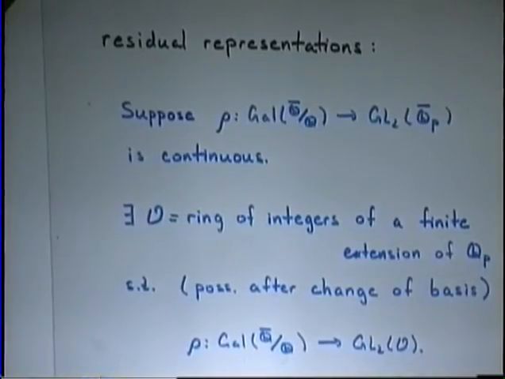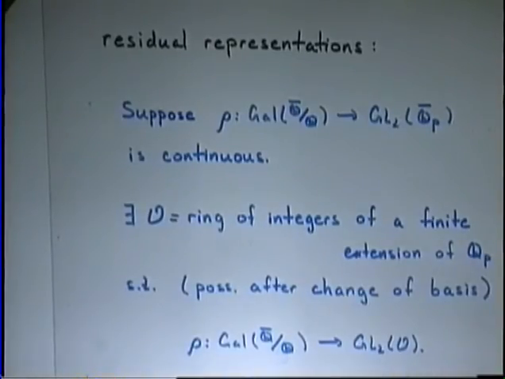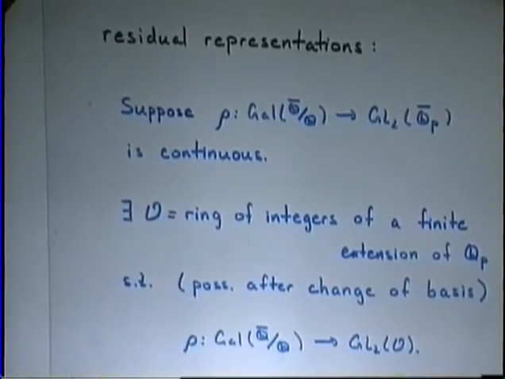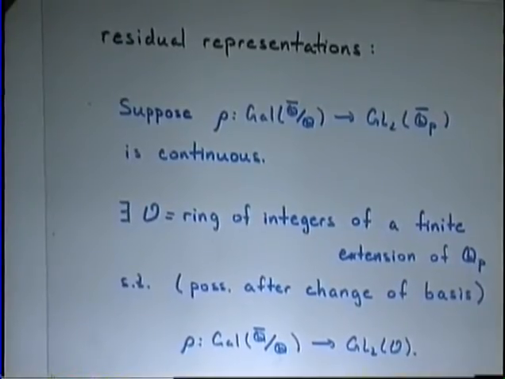So to say what's known about this conjecture, or even to talk about results in the direction of this conjecture, I need to introduce something called the residual representation, or the residual representations attached to a p-adic Galois representation.